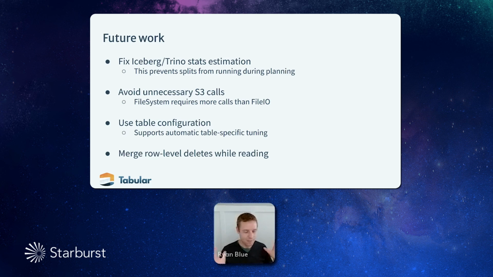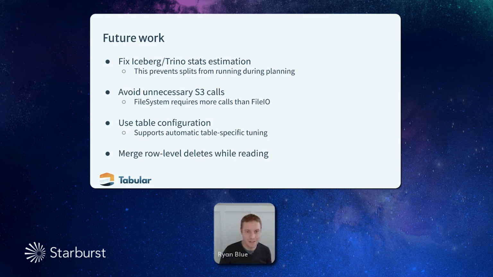So you basically plan a query, and use that to figure out your stats. Well, if you're running the query at the same time you're planning the query, then you can't finish the plan and then get the stats and then figure out what your query plan is. So we want to improve that stats estimation so that we can get faster stats estimation back to Trino for that plan. Another thing is we want to avoid unnecessary S3 calls.